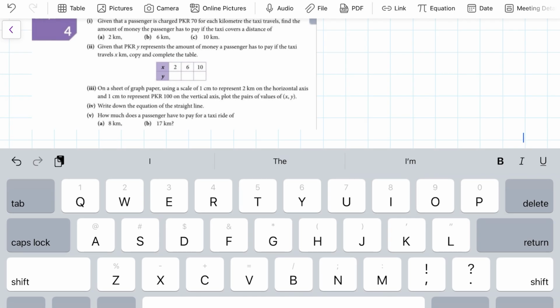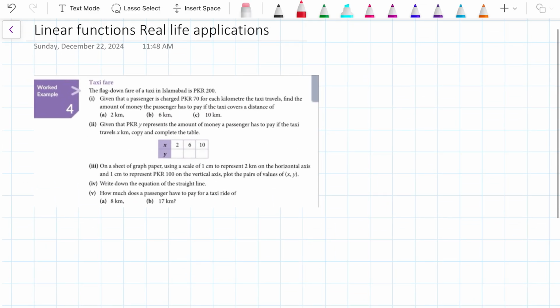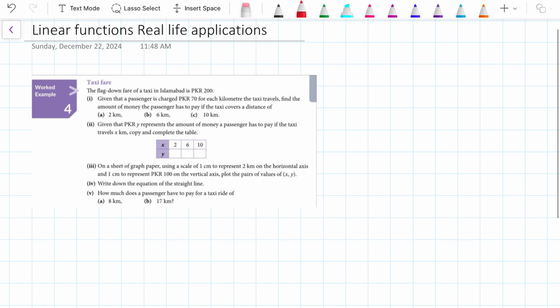So, in the previous 2 to 3 videos, we've been discussing linear functions, how to graph them, how to interpret the equations, how to work with them, and now we will discuss the linear functions real life applications. Okay, let's do an example first.